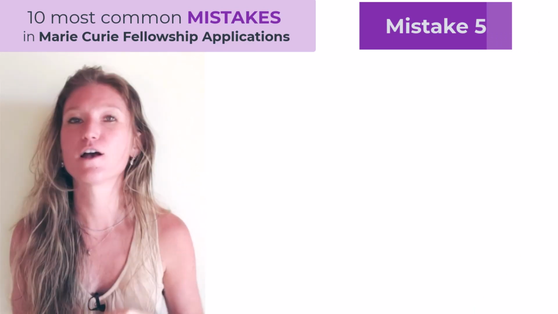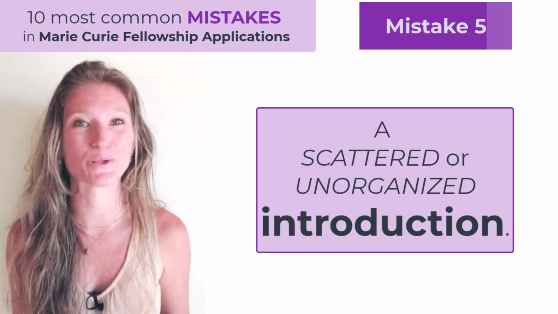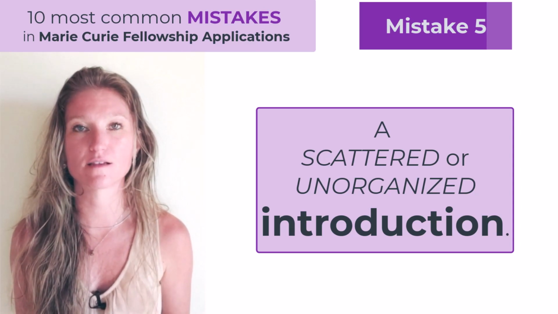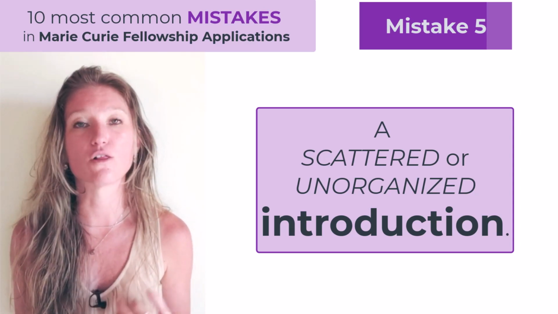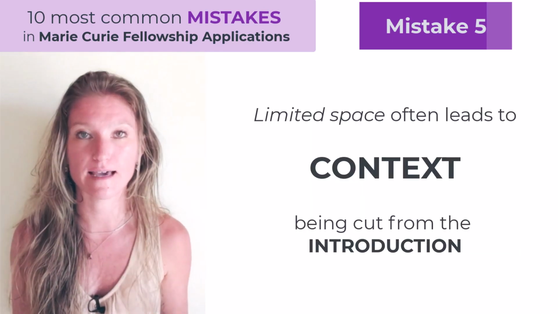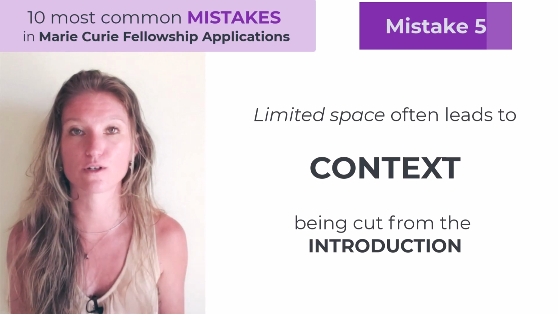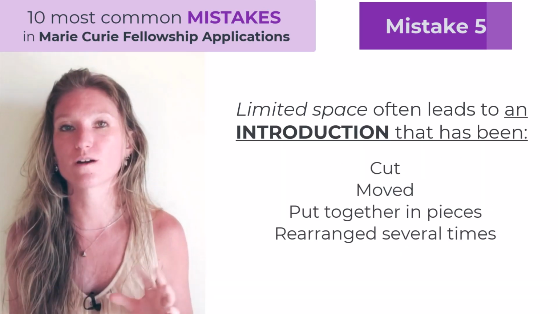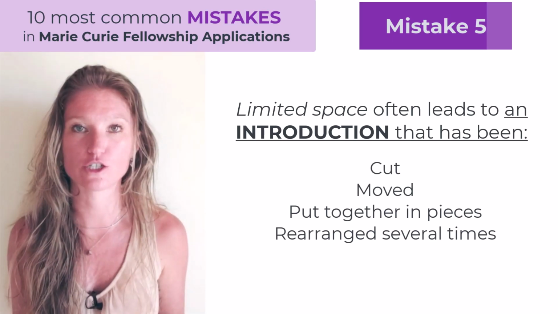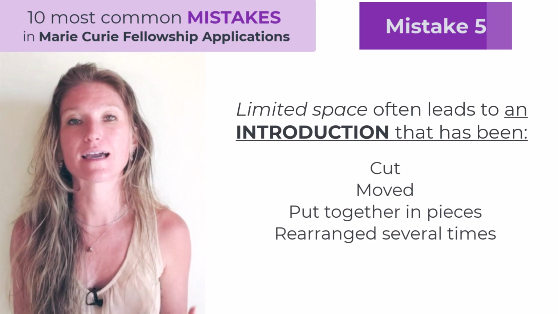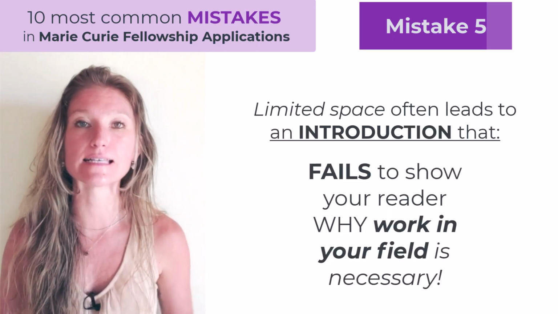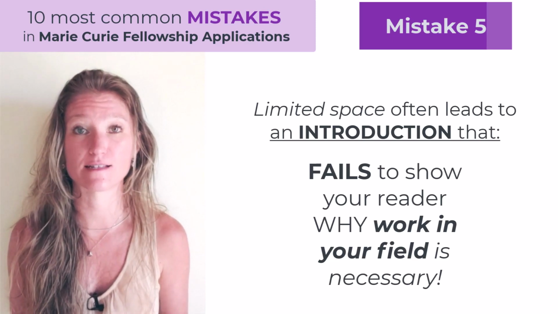Number 5, having a scattered or unorganized introduction. Even more than in a manuscript, your space in a grant is limited. And a lot of times the way that this comes across is that a lot of the context gets cut from the introduction in order to make the word count. Or additionally, much of the introduction gets cut or moved or rearranged, and it does not follow a standard introduction layout that is going to help your reader see why work in your field is necessary.